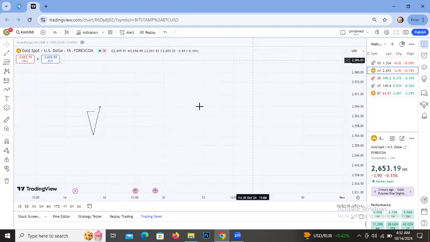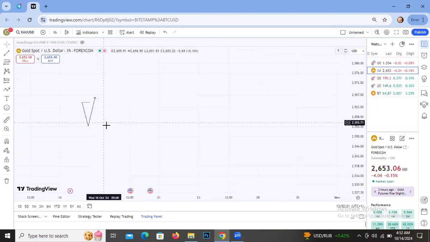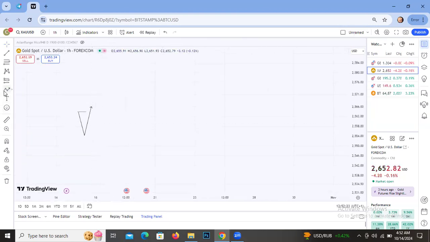Okay. Now, what do I mean by change of character? This is BOS now. What do I mean by change of character? The change of character is a shift in the market. You call it market structure shift or change of character, anyone you want.